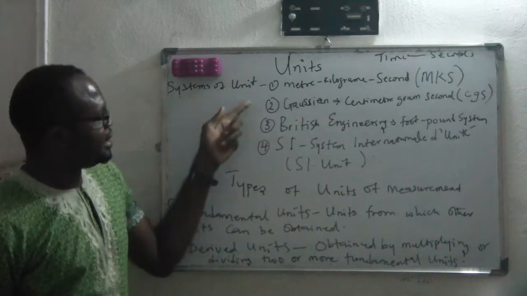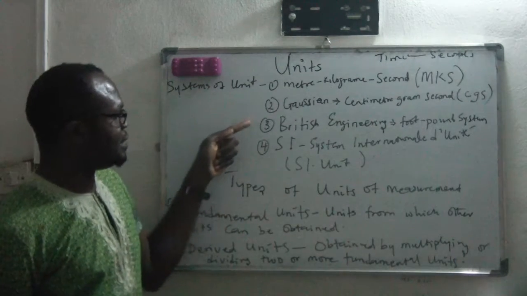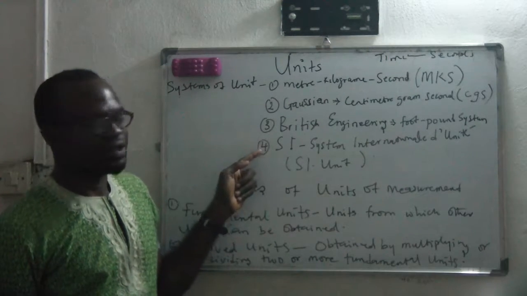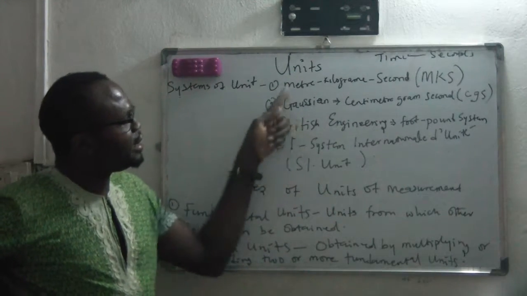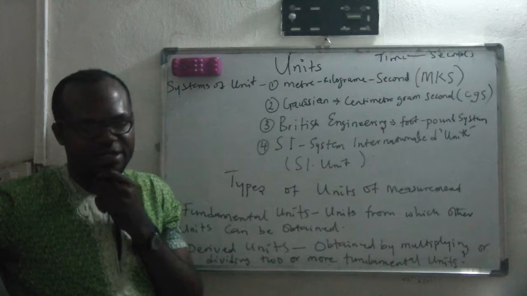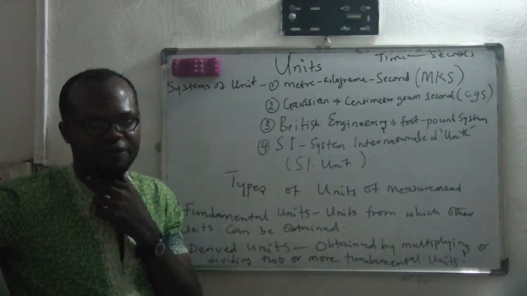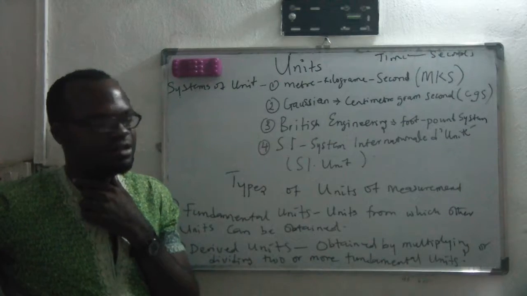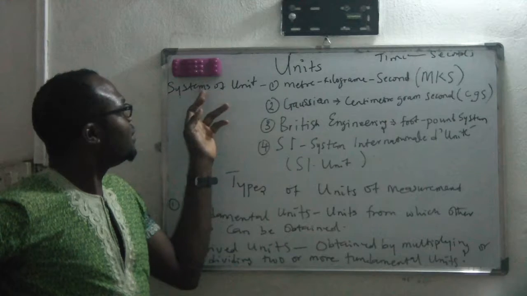In physics, there are about 4 systems of units. Depending on where you're working or the country where you are, you can be using any of these systems of units. Some people in the architectural field use their own, and engineers use their own. But these are the basic 4 systems of units that we have.